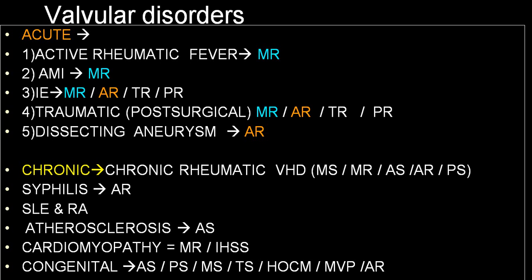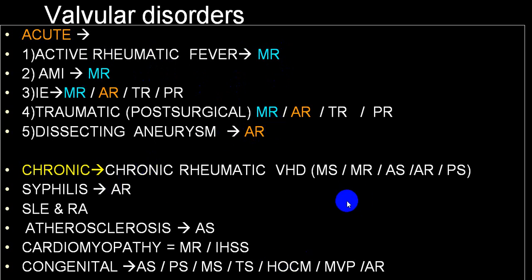All these are acute and they are mainly regurgitation. You can see those are all regurgitation. It is because of destruction of the valve. And this will produce acute overload on the chamber into which they are opening. And that will be either left ventricular failure or right ventricular failure. In TR and PR, right ventricular failure, while in MR and AR, left ventricular failure.